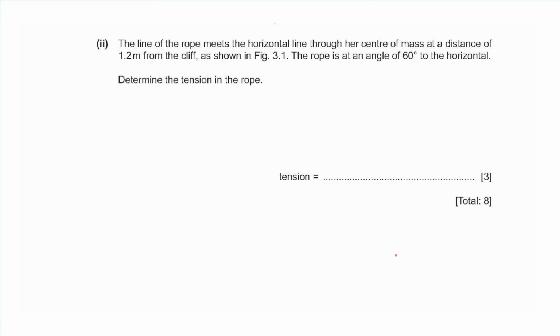Part D says the line of the rope meets the horizontal line through her center of mass at a distance of 1.2 meters from the cliff, as shown in figure 3.1. The rope is at an angle of 60 degrees to the horizontal. Determine the tension in the rope.